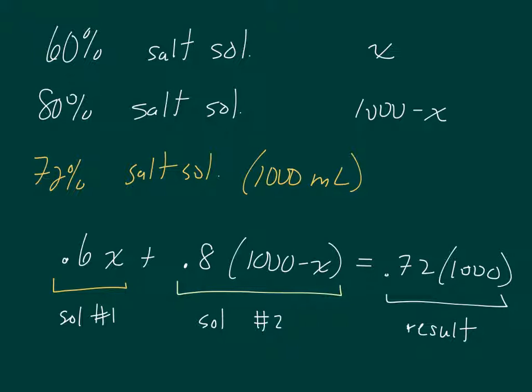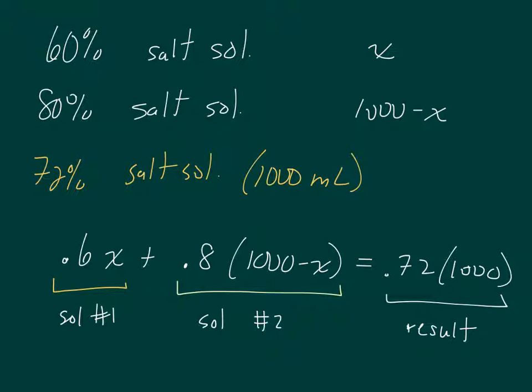With the table, we were putting 60%, 80%, 72%. We had 0.6, 0.8, 0.72, x, 1,000 minus x, 1,000, and then we multiplied those two to get a number. Multiplied those two to get a number. Multiplied those to get a number, and said the sum of these has to equal this. Well, what are we really doing? We're literally finding out the exact amount of salt, and we're equating salt quantities.